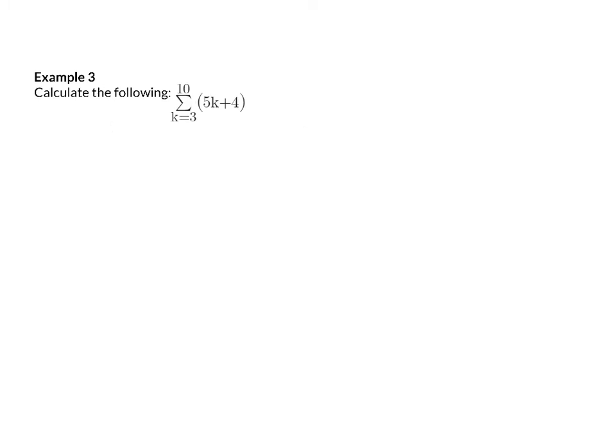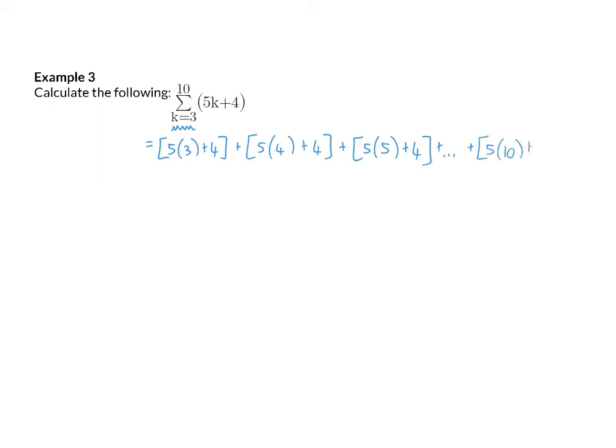Example 3 is similar to the first 2. There's just one small difference, and that is that you don't start substituting 1, but you start substituting 3 to expand your sequence. But still, we are starting by expanding our sequence, so we're going to start by substituting in 3 to get our first term. Then we go and substitute 4, then 5, and we continue like that right up to substituting 10.